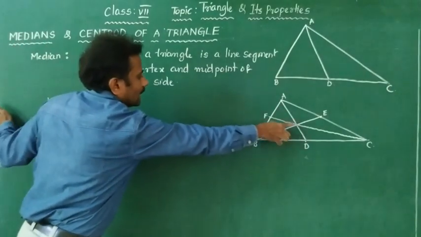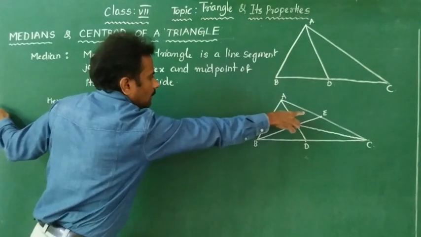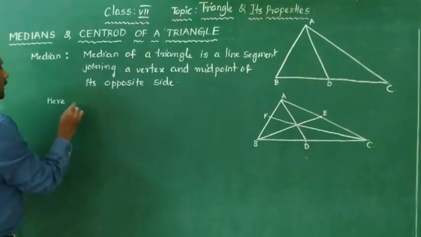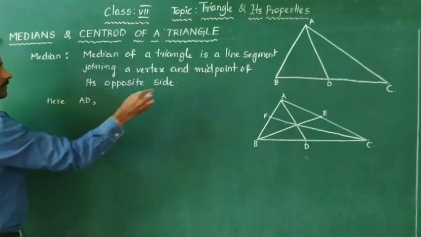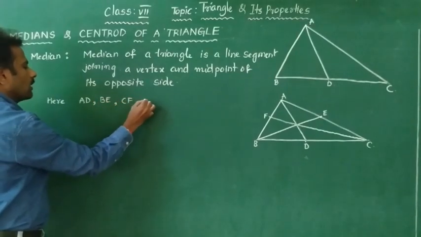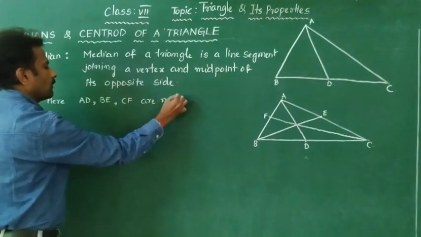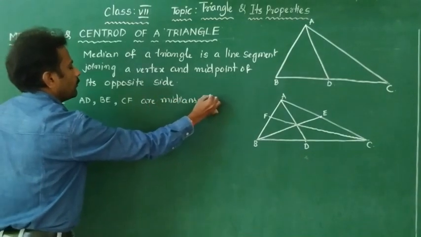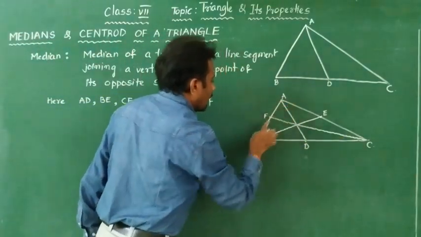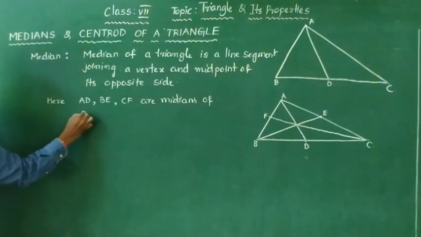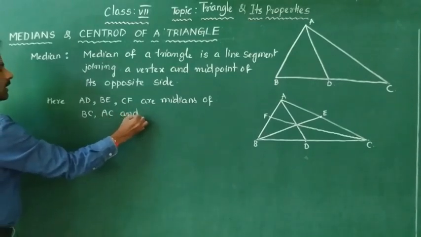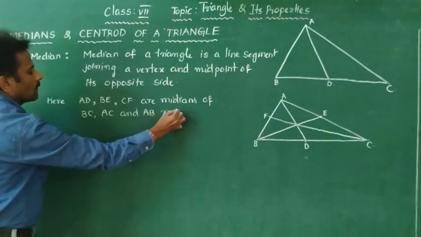Okay. So here, what is AD? Median of BC. What is BE? Median of AC. What is CF? Median of AB respectively. Here AD, BE, CF are medians of which sides respectively? BC, AC and AB respectively.